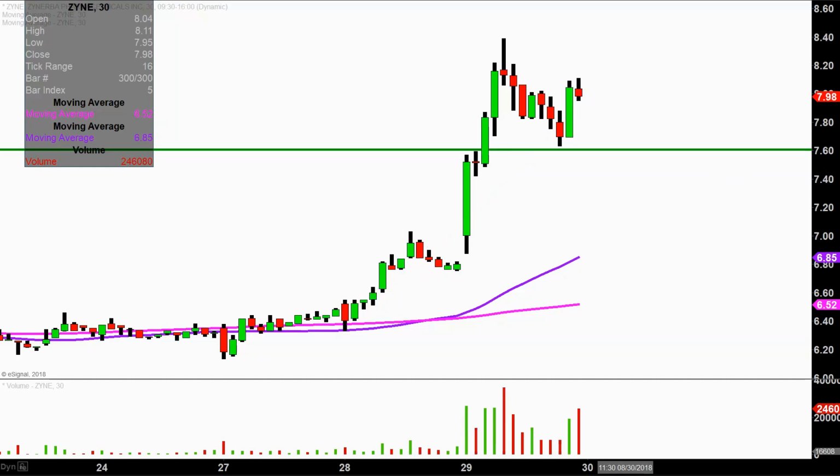Again, staying above $7.60 would be great. However, in the grand scheme of it all, as long as the price is above that purple line, the bulls 100% own the chart. What about levels of resistance?